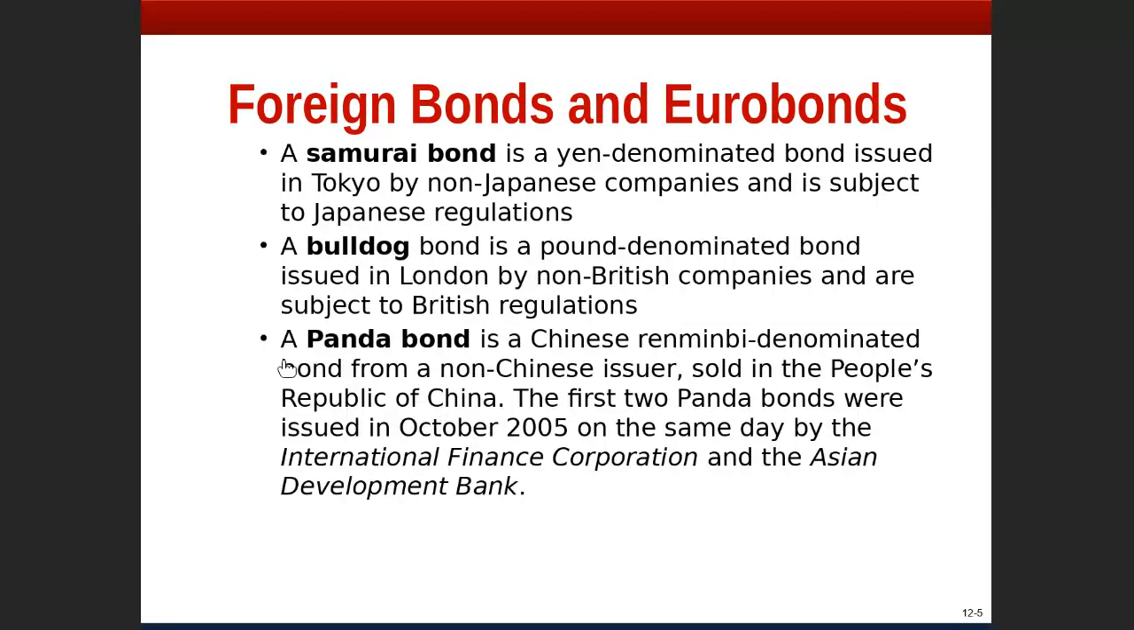Not to leave anyone out in the cold, we have another category of international bonds known as a panda bond. A panda bond is a Chinese renminbi denominated bond from a non-Chinese issuer sold in the People's Republic of China. The first two panda bonds were issued in October 2005 on the same day by the International Finance Corporation and the Asian Development Bank. That was in 2005.